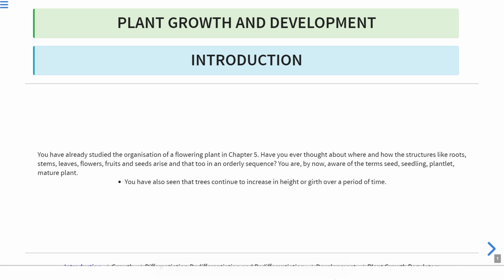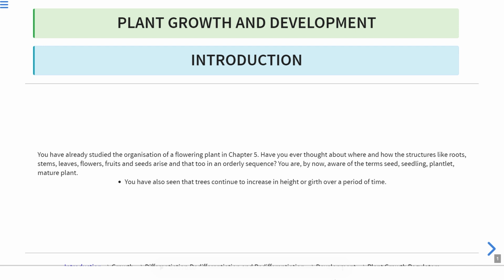We never see the formation of fruits before the formation of the flower. First there is a flower, then there is a fruit, then there is a seed. So this is a very orderly sequence. Have you ever thought about how this is occurring?